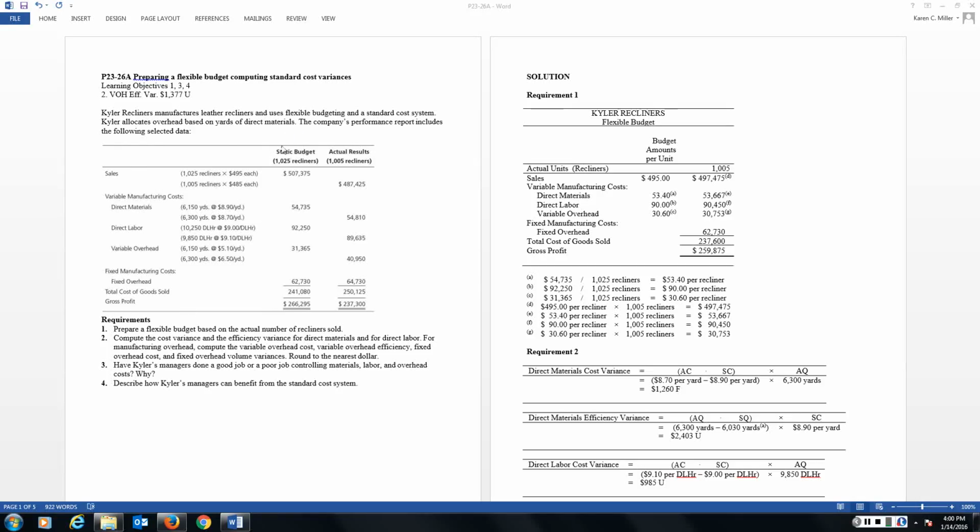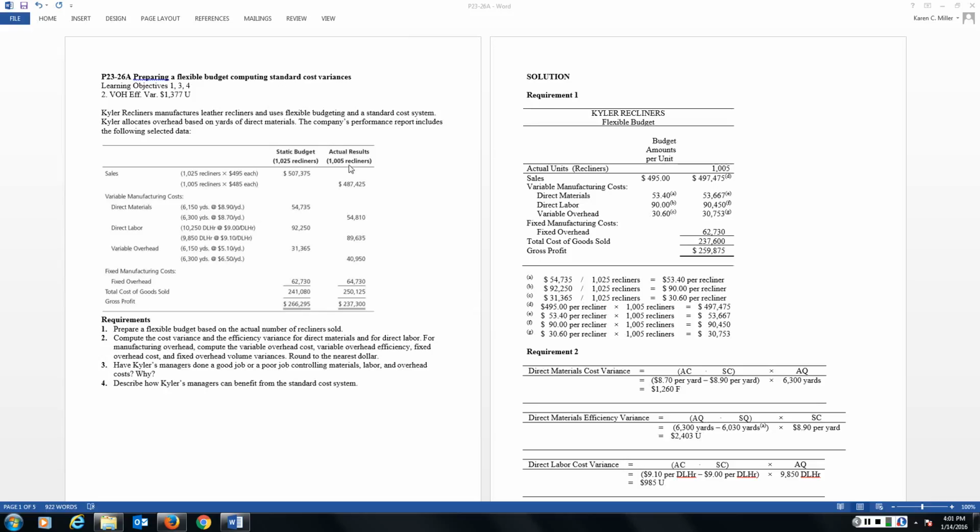I would like for you to realize here that it's somewhat interchangeable. We're calling this the static budget. The static budget is where our standards come from. So when we're talking about our budgeted amounts, where did they come from? Our static budget. We had a budget that was estimated for the sale of 1,025 recliners, but we actually sold 1,005 recliners, 20 less than we had anticipated.